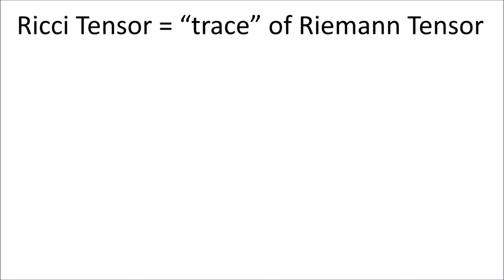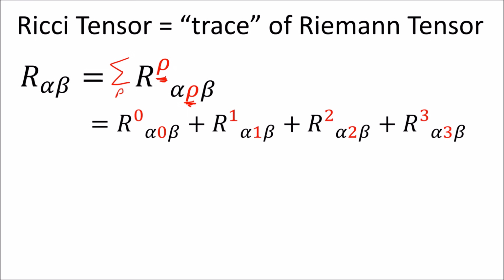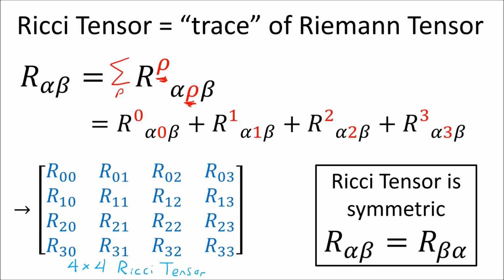The Ricci tensor is sort of like the trace of the Riemann tensor. We sum the Riemann tensor with itself using the top index and middle lower index as the summation indices. As a result, we summarize the 4x4x4x4 elements of the Riemann tensor as a 4x4 matrix called the Ricci tensor. The Ricci tensor is symmetric, so there are really only 10 independent elements.